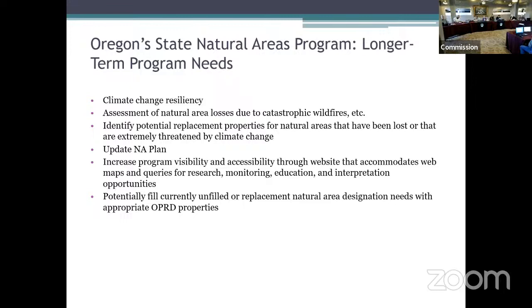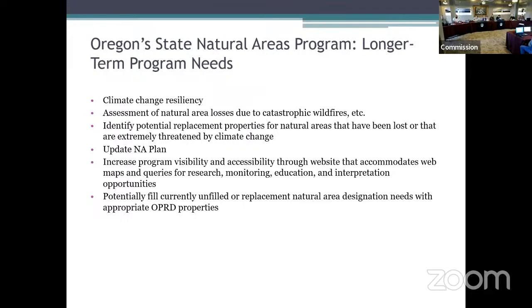We need to update the natural areas plan and increase the program visibility and accessibility through a website. And I don't know if anyone on the commission was here at the time, but I presented an idea for a state natural areas program website, which would basically replace that written plan and have it in a web format rather than a paper document that's hard to search and interact with.